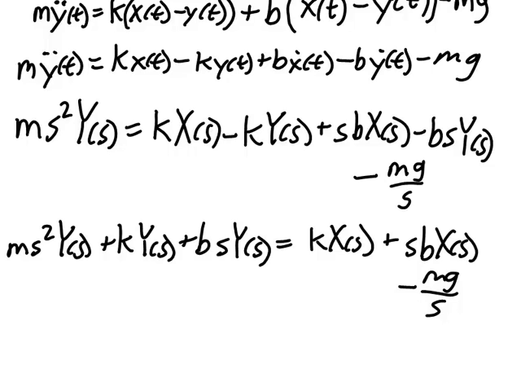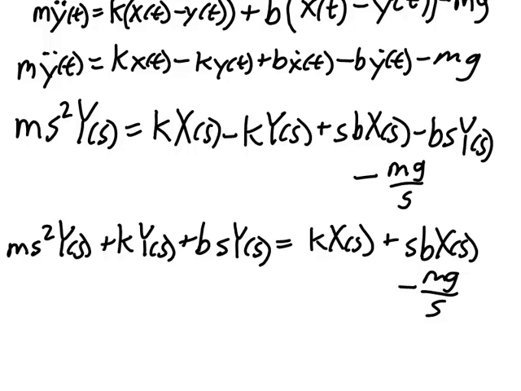Now, can you see from this equation why it is that we typically ignore gravity and simply measure the position of the mass from its equilibrium position? Mathematically, we cannot create a transfer function from this equation. If we divide both sides of the equation by X of s, we would not end up with simply Y of s over X of s on the left-hand side, because we would still have an X of s term over here in gravity. This makes our math much more difficult.